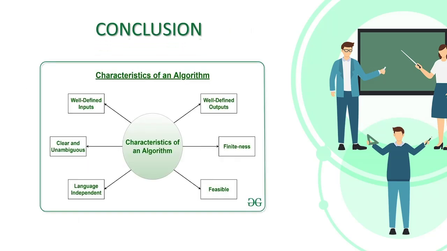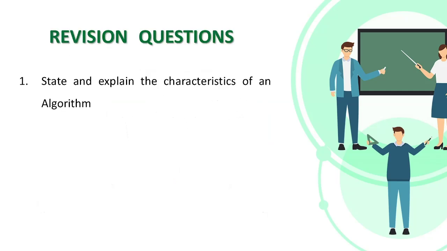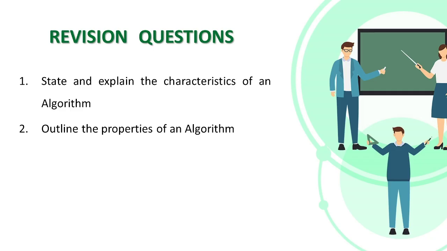So in summary, it brings us back to our diagram. The characteristics of an algorithm remain well-defined input, clear and unambiguous, language independent, feasible, finite. We have well-defined output. So this gives us a summary of the characteristics of an algorithm. For revision questions, my dear students, we are asked to state and explain the characteristics of an algorithm and outline the properties of an algorithm. If you're able to answer these questions, then you have understood the lesson properly.